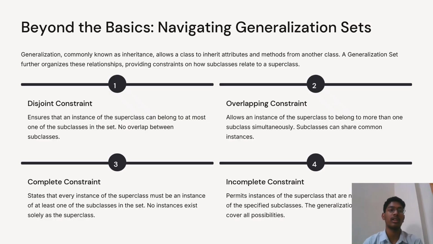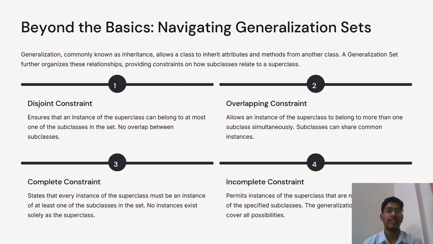Now we will see the disjoint constraint. It ensures that an instance of the superclass can belong to at most one of the subclasses in the set. There is no overlap between subclasses. And now we'll see the overlapping constraint. It allows an instance of the superclass to belong to more than one subclass simultaneously. Subclasses can commonly share instances.